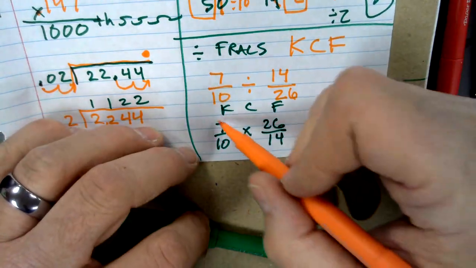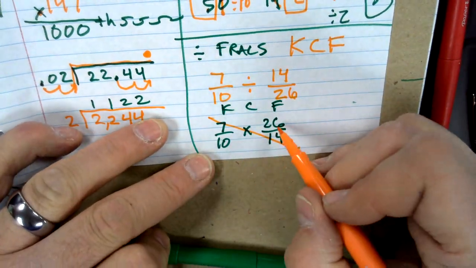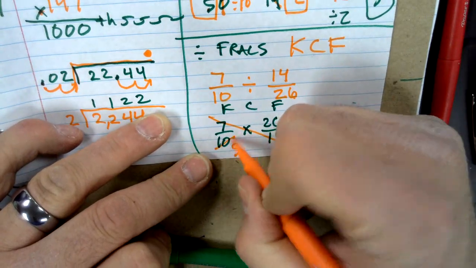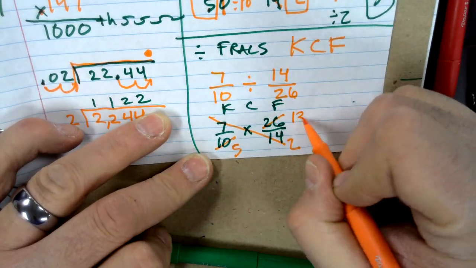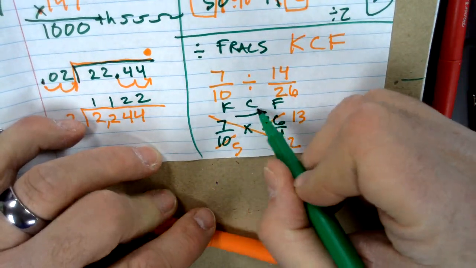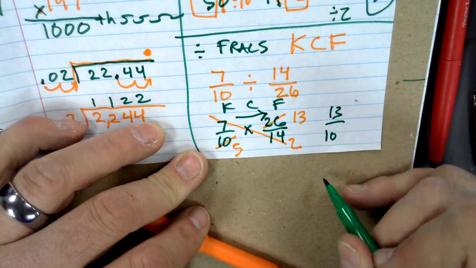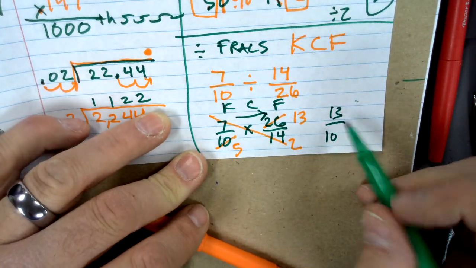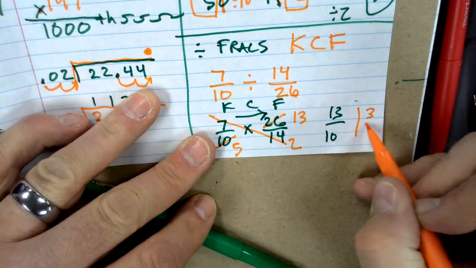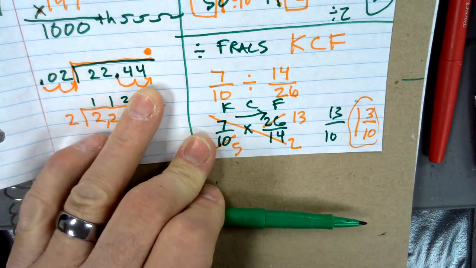Well, 7 goes into 14 two times. 10 and 26, I can divide by 2. This becomes 5. This becomes 13. Now when I multiply across, that's 1 times 13. 2 times 5 is 10. 10 goes into 13 one whole time with 3 left. Ding, ding, ding. Sorry, that was a longer one.